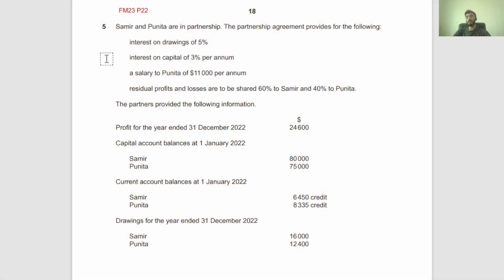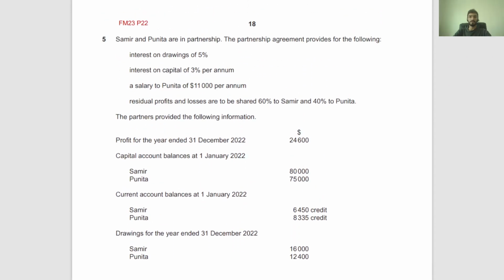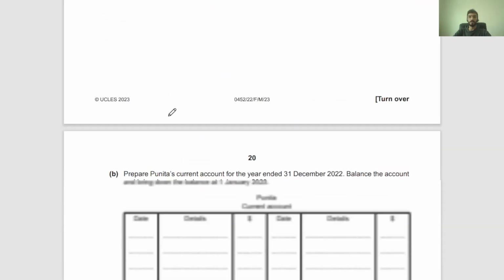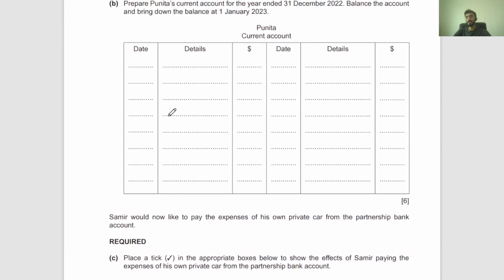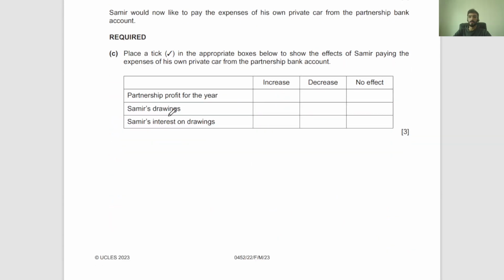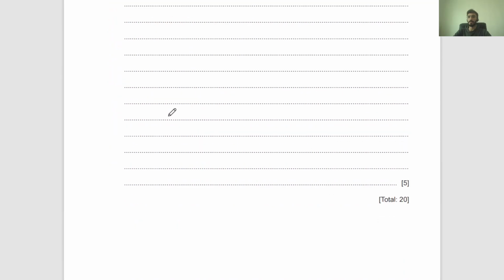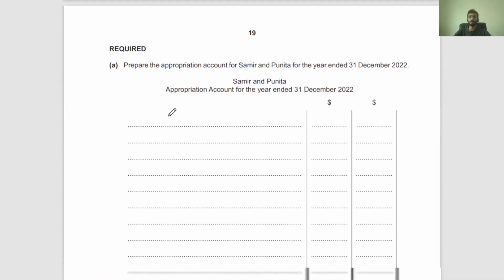All right, we made it to the last question. Question number 5 of February, March 23, paper 2. Question 4 was slightly boring because there was too much talking and a little bit of calculation. Number 5 is a mix of both. We have some calculation here, some more calculation, and then some theory at the end. It's a nice question overall.